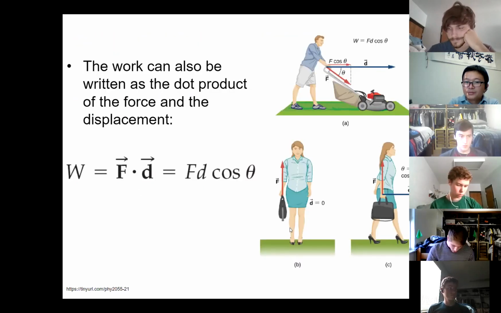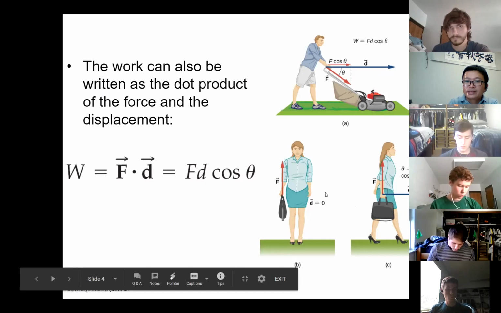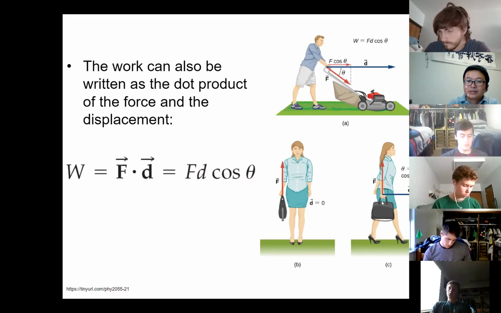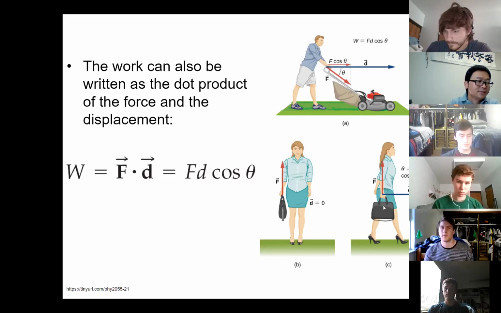Or let me just show you on the figure here. If the force and displacement have an angle theta, then the work is equal to F D cosine theta. If you are carrying a suitcase and walking in one direction, the force you exert on the suitcase is in the vertical direction. So the cosine of 90 is zero, and you are doing zero work on your suitcase. Okay.